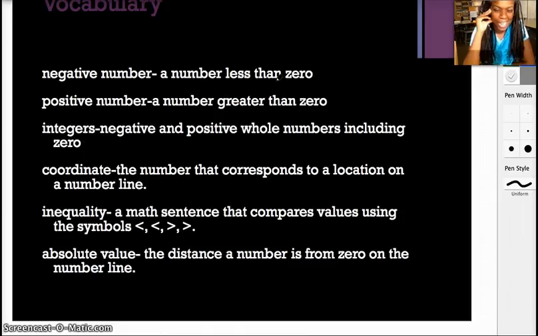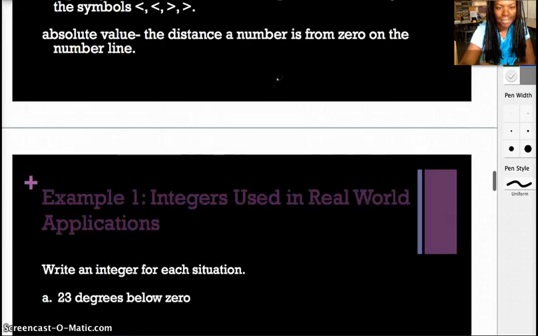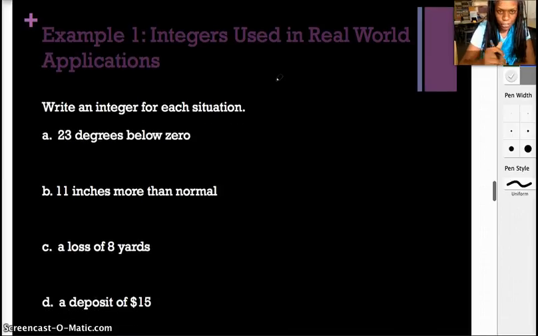If you didn't get a chance to copy, do so now, pause it, and we're going to move on to some examples. Here's our first example. Example 1, write an integer for each situation. So we know that negative and positive numbers can be used to represent real life situations, and we're going to just do that now. If we're talking about 23 degrees below 0, we know that that is less than 0, so we're talking about -23.